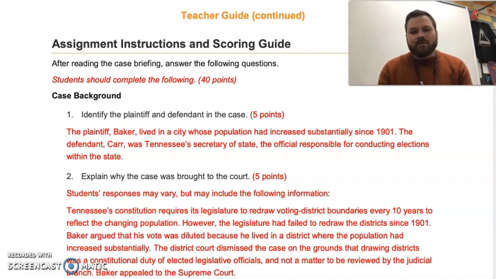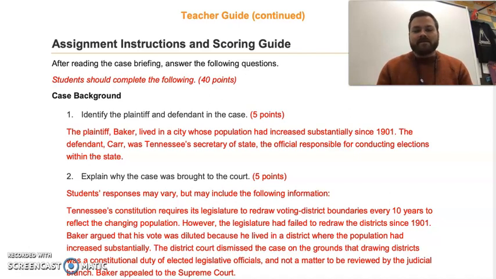So, the reason that Baker is a political question is because the courts typically said, hey, making congressional districts, drawing those boundaries, that's something that we're going to leave up to the state governments, and the state governments are going to be controlled by political parties.